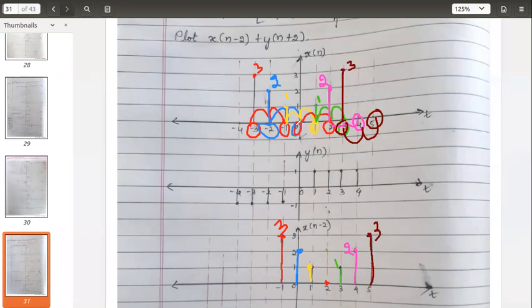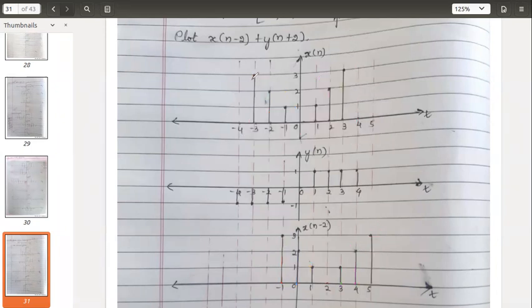Every point is shifted by 2 amount. Don't skip any point. Okay, don't skip. Check how many values are there. 1, 2, 3, 4, 5, 6, 7. 7 samples are there. Even though 0 is not having any amplitude, you should count it. So 7 samples are there.